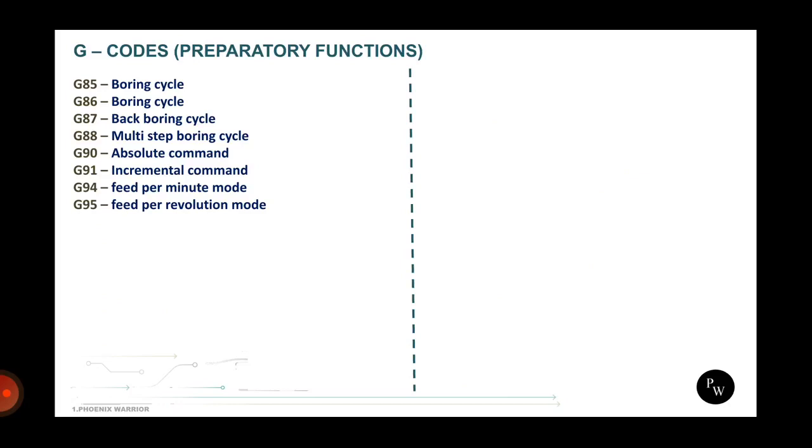G90 and 91 are the absolute command and incremental command. It is also the same in FANUC. G94 is feed per minute mode and G95 is feed per revolution mode. In most of our milling machines we are using G94 only. In turning machines we are using G95 only. Okay.